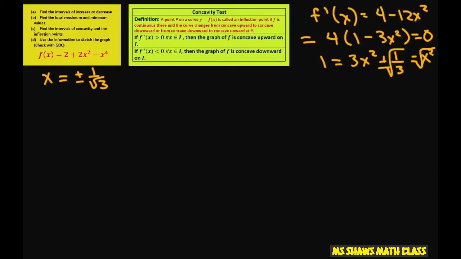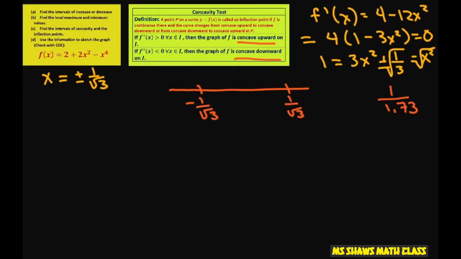Again, let's do a sign diagram and see where we're looking for concave downward and upward. So I'm going to put negative 1 divided by square root of 3 and 1 divided by square root of 3. And remember that square root of 3 is 1.73-ish, so 1 over it is less than 1. That's going to help us. Now, I'm going to plug it back in to this equation. We don't need the 4 because there's no x there and it's positive. So I'm going to plug in my values there and see what happens.